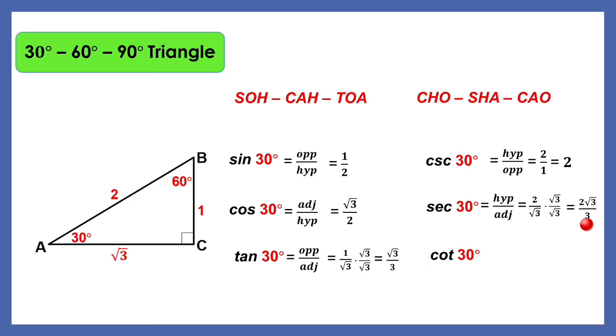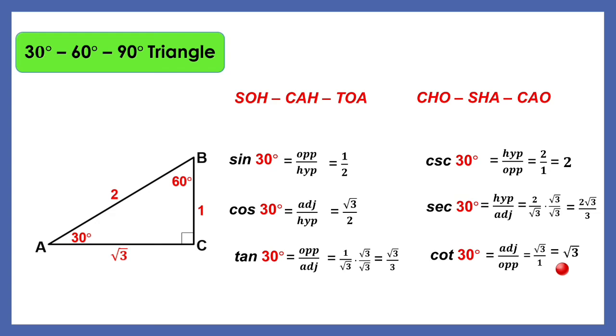The last ratio is the cotangent. Cotangent 30 degrees is the inverse of tangent 30 degrees. Or CAW. CAW stands for cotangent equals adjacent over opposite. With respect to 30 degrees, adjacent side measures square root of 3. Ang opposite naman measures 1. Therefore, the ratio is square root of 3 over 1. Or simplify, that is equal to square root of 3.